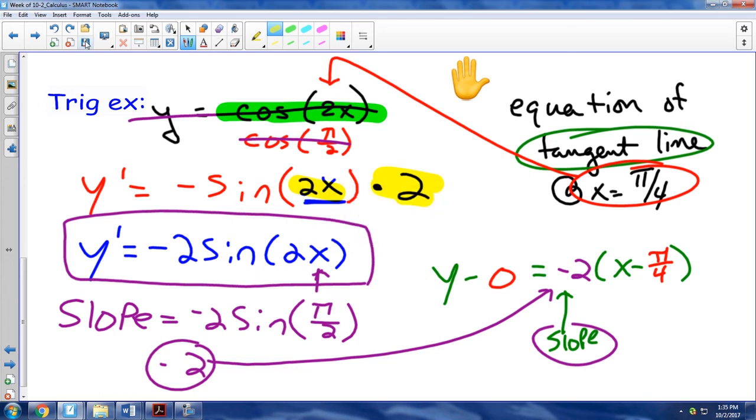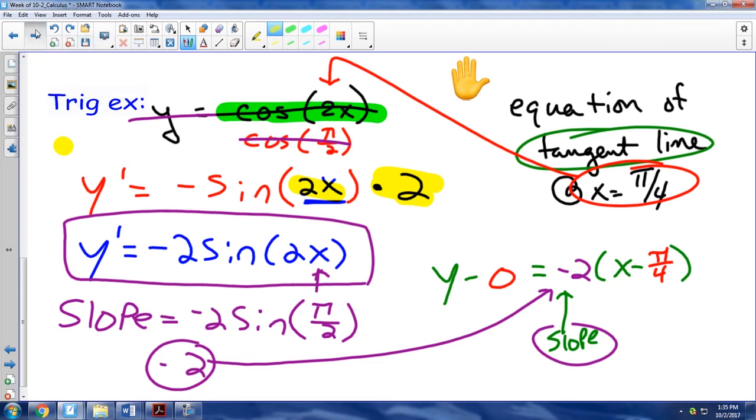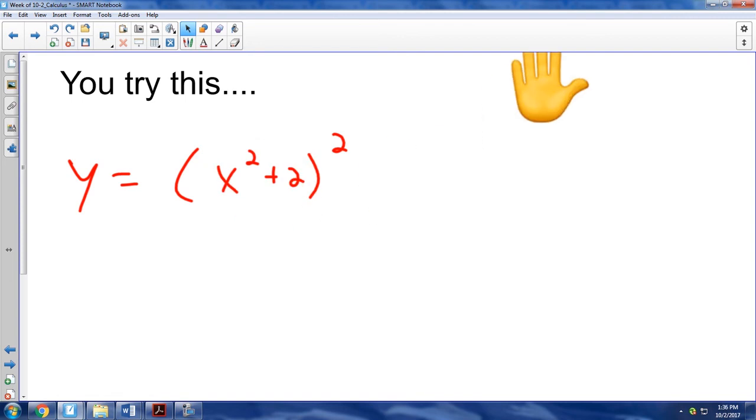So let's keep moving. Let's see how long our video is now. 15. Okay, I want to stop it pretty soon. Let's see if we can get one more example in. Why don't you try this one? y equals something squared. I'll show you what it is. So why don't you just try to find what dy/dx is?